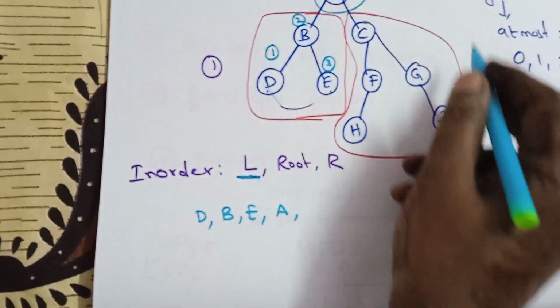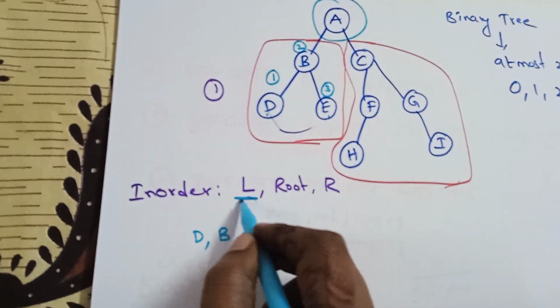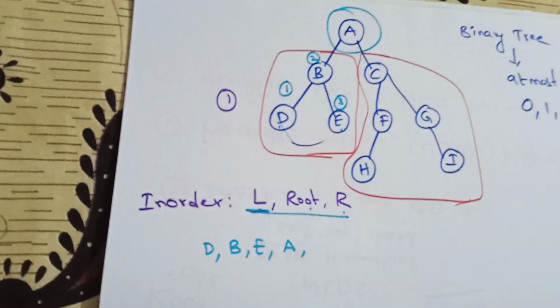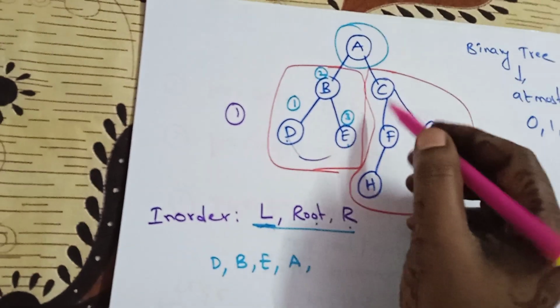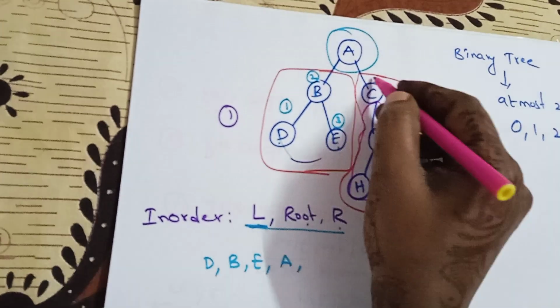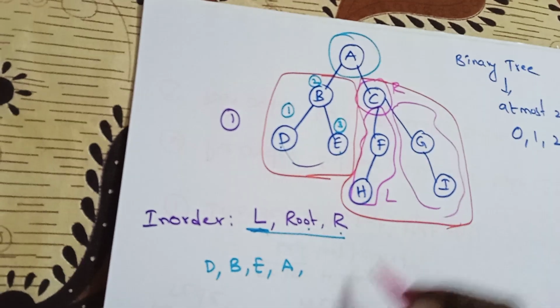Now the right side child. In this right side child, again apply the same formula: left, root, right. Now this is what? Left, right? And this is what? Root, and this is what? Your right.